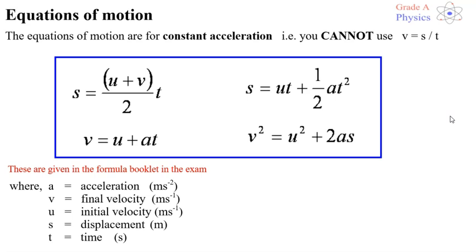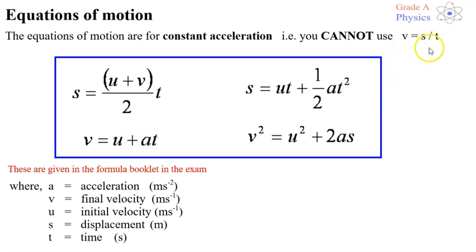You are given these in the formula booklet, so you're not expected to remember them, but you should have used them so much. You should be so familiar with these formula that you shouldn't have to look through the formula booklet unless you have a total memory blank in the exam. So these are all for constant acceleration. This is really important. So if we have constant velocity, then we would not use these. They wouldn't be relevant because acceleration would be zero.